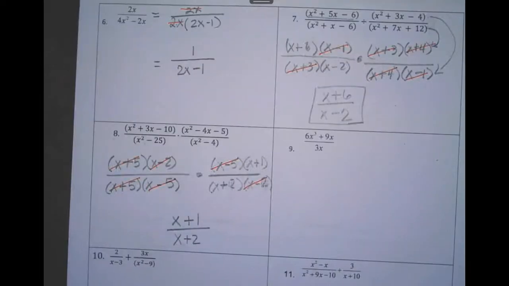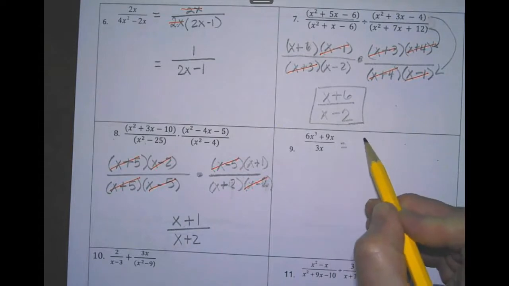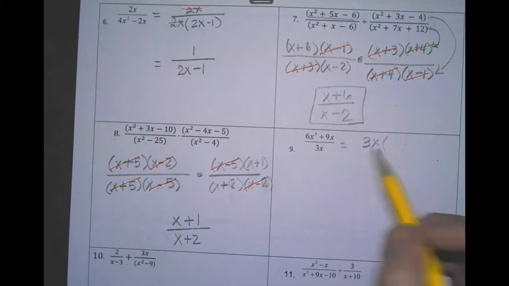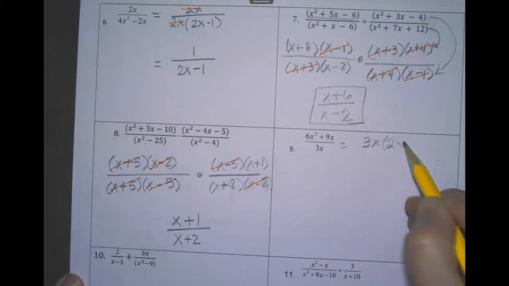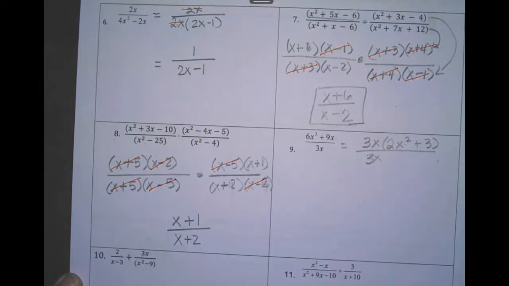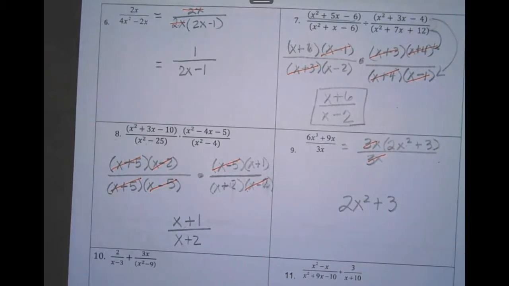The factors, 3x will factor out of the numerator here. 6 divided by 3 is 2. X squared plus 3. The 3x will cancel the 3x. 2x squared plus 3 will be the final answer.